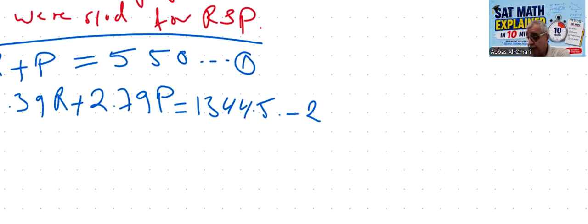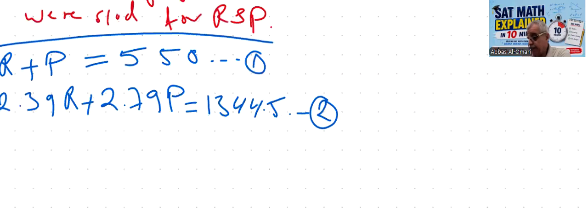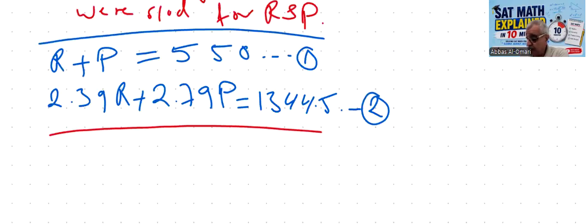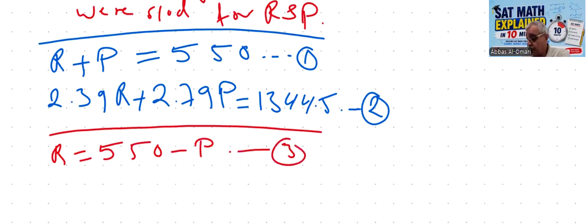So we have two equations in two unknowns, and we are required to solve them. We can solve them by substitution. We find the value of one variable in terms of the other from equation 1, so R equals 550 minus P. This is equation 3. Now we substitute R into equation 2, then we get an equation in one variable, P, and we can solve it for P.